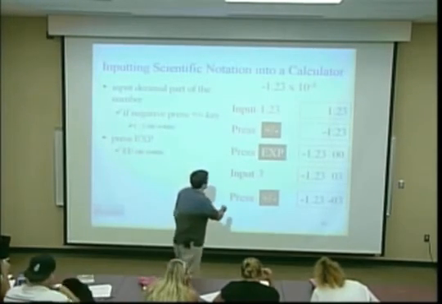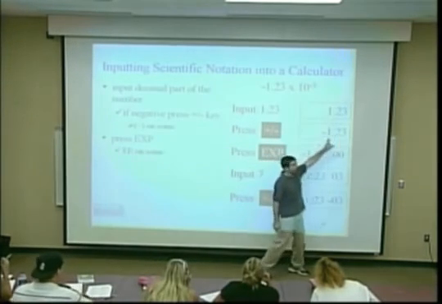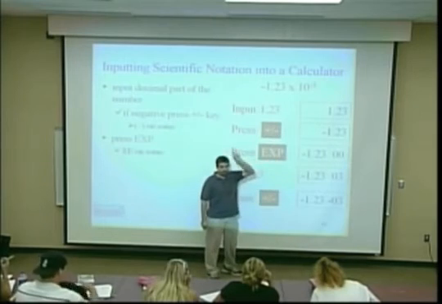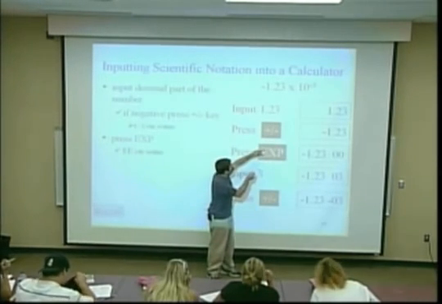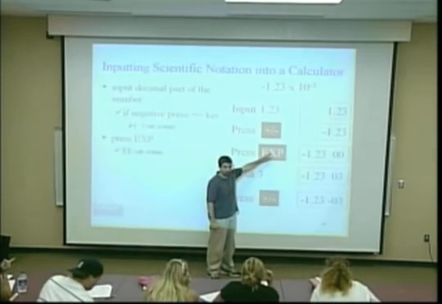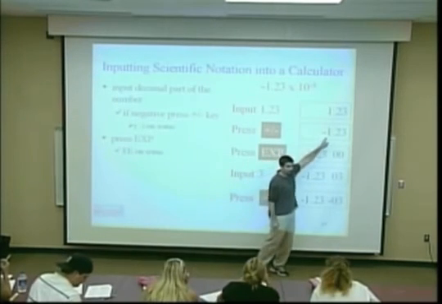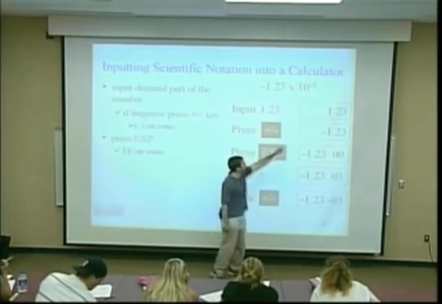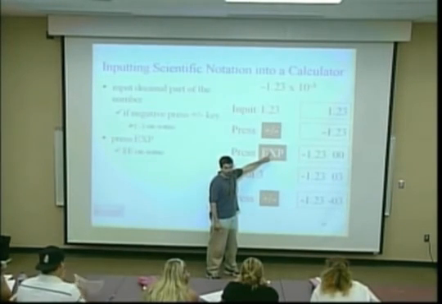Okay? Notice what I've done here. I did not type in minus 1.23, multiplication sign, 10. This times 10, this whole unit right here, is replaced by this button. So remember that. Okay? You type in 1.23, you make it negative, and instead of typing in times 10, you hit this button. Then you type in the exponent that would normally follow after the 10.